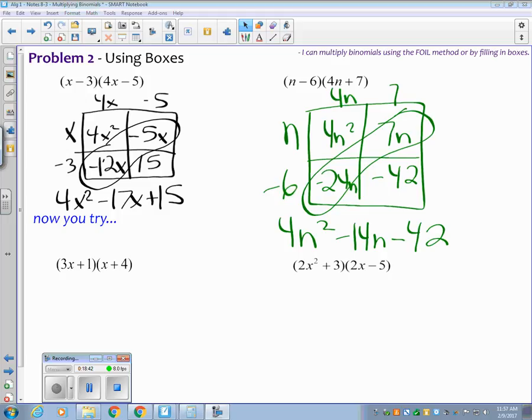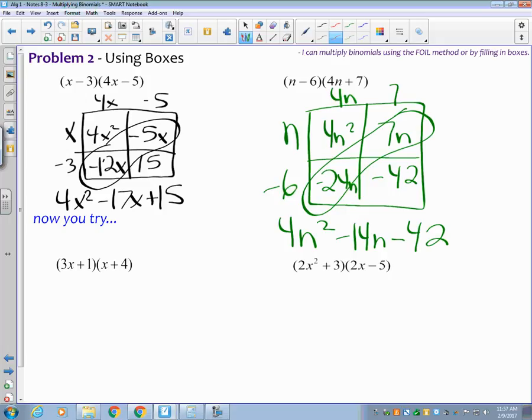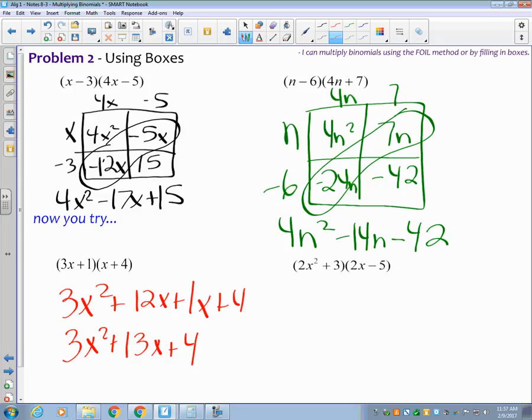All right, guys, check your answers. This is 3x squared plus 12x plus 1x plus 4, which is 3x squared plus 13x plus 4. Check that answer. The next one is 4x cubed plus 10x squared plus 6x minus 15.